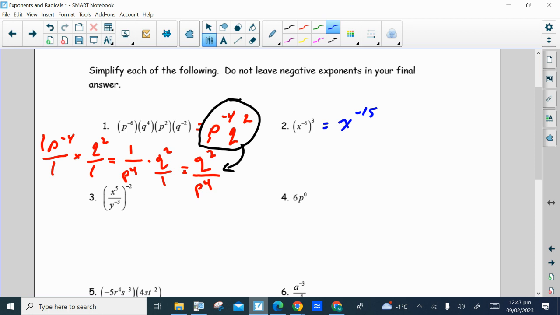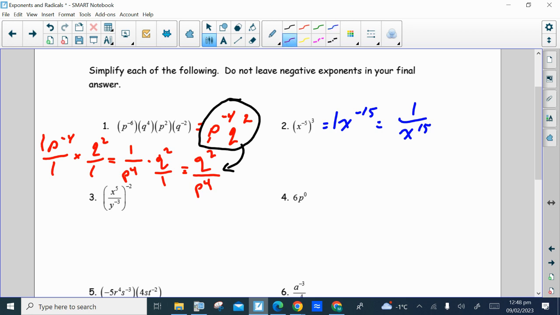Are we done? What do we need to do? No, it's 1 over x to the 15. The 1 is not to the power 15. All right, now we're done.